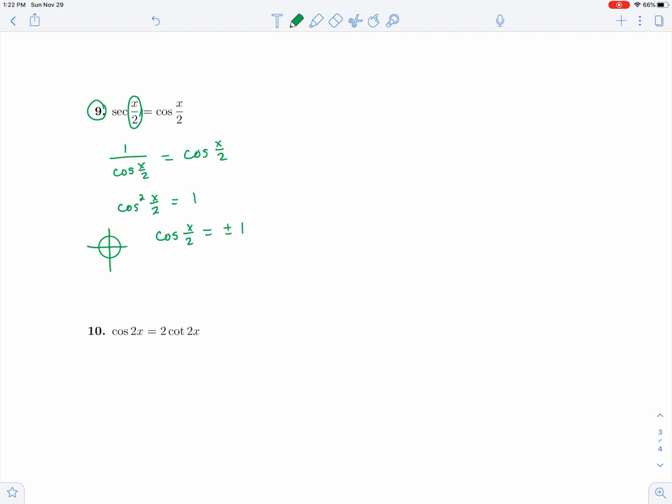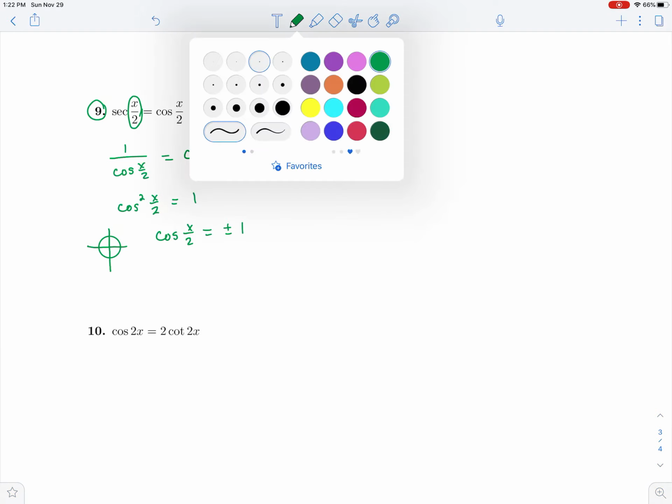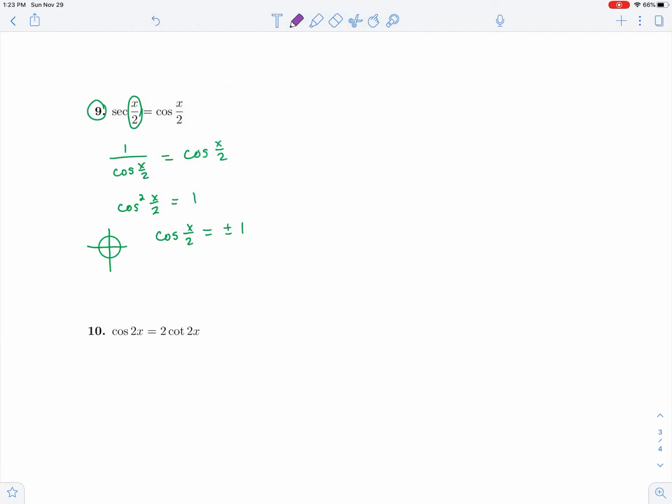So I want to know all the places where cosine is positive or negative 1 here, and that will be cosine is 1 here, and cosine is negative 1 here, and that's it. So it's the argument that is either 0 or pi. So x over 2 is either 0 or x over 2 is equal to pi. And so then x equals 0, x equals 2 pi. And those are really the same thing. So the solution to this is x equals 0.